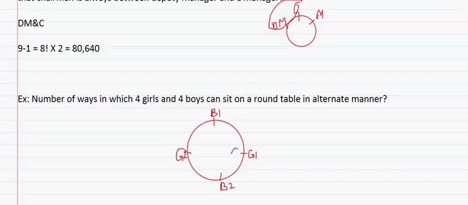The next would be G2 here and G1 here. Whatever other combinations you would make would be similar to this. So what we are doing here is we are firstly arranging the boys.